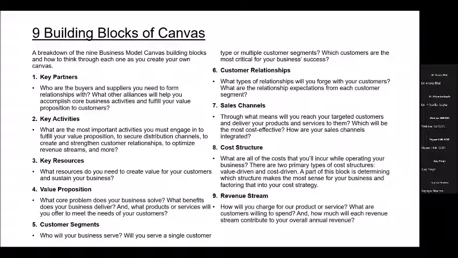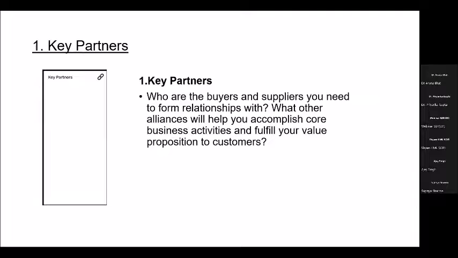On my screen, the 9 building blocks of the canvas. You see that there are key partners, key activities, key resources, and a small definition pertaining to each is written in front of it. So let's come to them one by one. After discussing all these blocks, I'll show a video that will help you understand how this is going to be useful for your business.